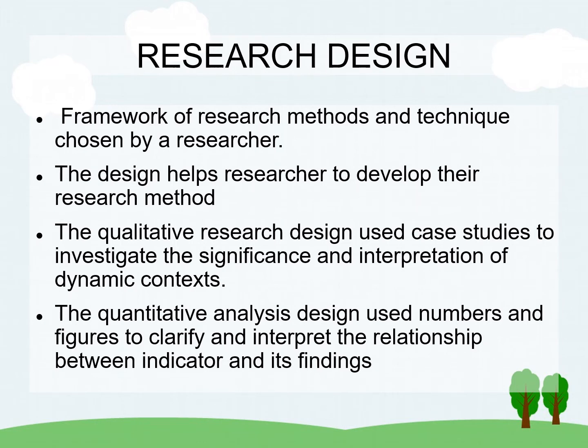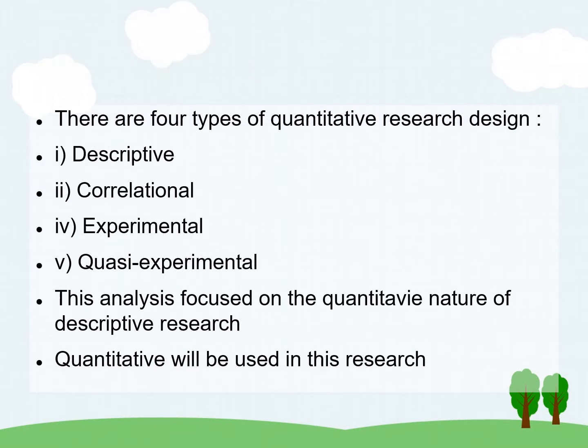The qualitative research design uses case studies to investigate the significance and interpretation of dynamic contexts, such as instances of human experience. On the other hand, quantitative analysis designs use numbers and figures to clarify and interpret the relationship between the indicator and its findings. There are four types of quantitative research design, which are descriptive, correlational, experimental, and quasi-experimental. This analysis is focused on the quantitative nature of descriptive research. The descriptive study describes something that could be a phenomenon, a current situation or features of a group of organizations, individuals, and others. Quantitative will be used in this research.